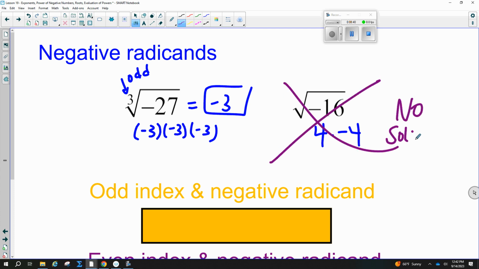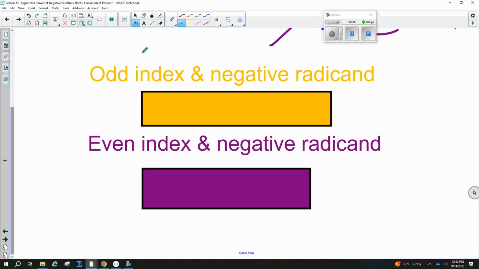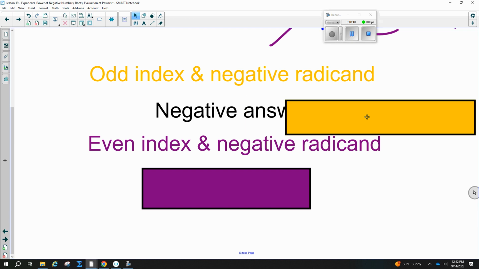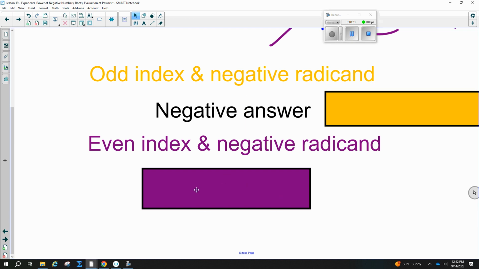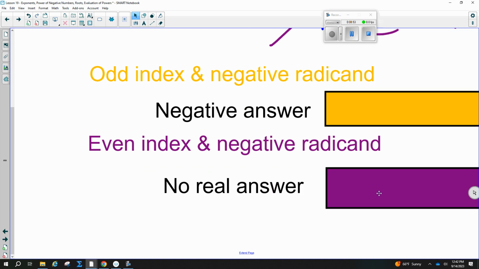So any odd root of a negative, you are good to go, okay? Yay, and you get a negative answer. Any even is no real solution, no real answer for now, okay? You can say no solution for now.